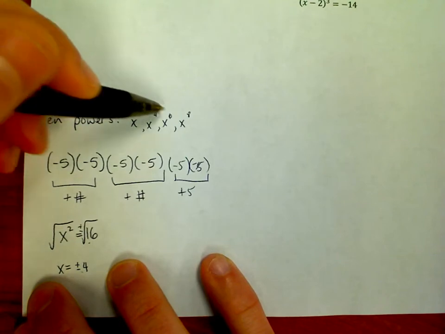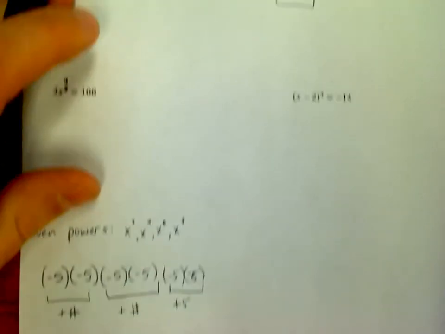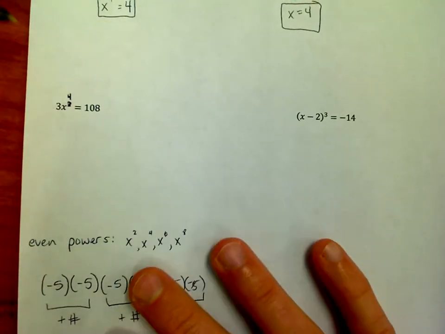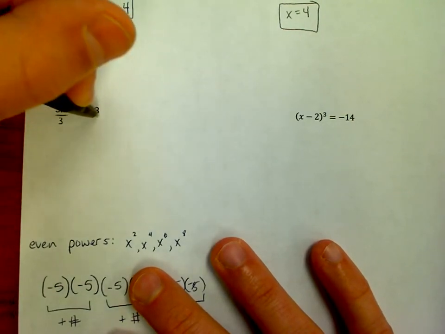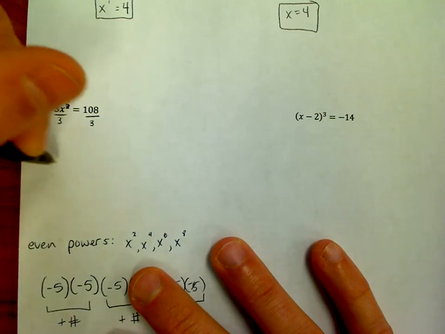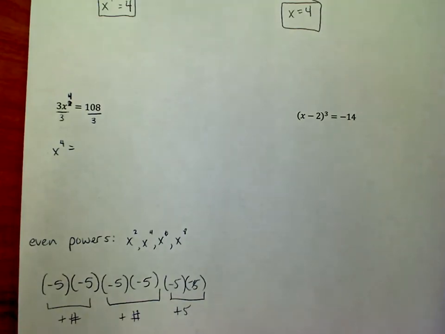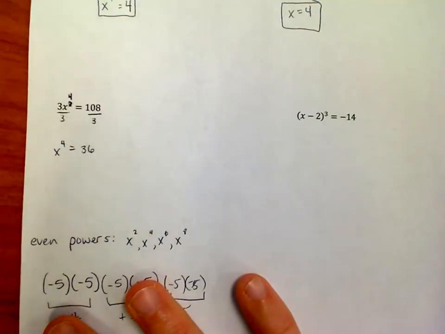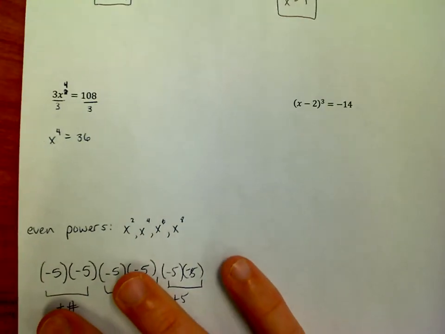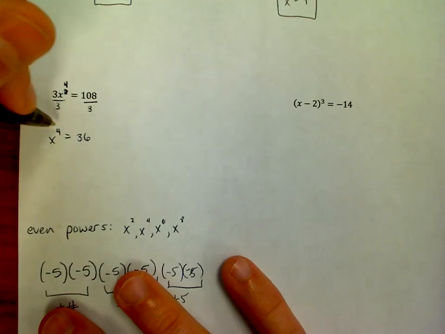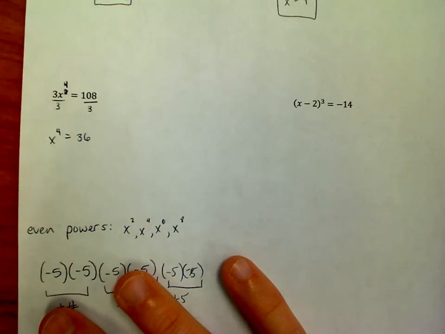Well, the same thing goes for 4th and 6th and 8th equations. So when I see an even power, this is extremely important, my answer is going to work like this. Ready? First step first. That 3 isn't being raised to a power, so I need to get rid of it. A single x to the 4th is equal to 108 divided by 3, which happens to be 36. Now when I do the 4th root, I need to remember that this could be plus or minus.